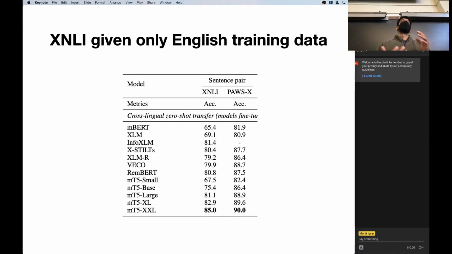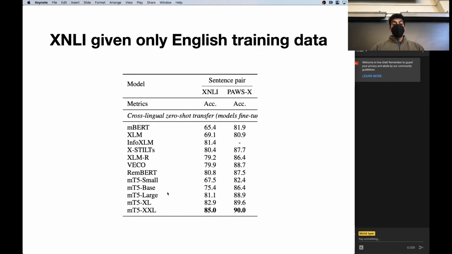So even though the model has only seen English during the fine-tuning phase, it's seen all of these other languages during the pre-training phase. So the idea is that maybe it will just learn how to do the task, and that knowledge will transfer regardless of what language it is. And this actually happens to some degree. So this table is from the MT5 paper. If you look at this XNLI column, you can see that MBERT, if you do this, gets 65% accuracy. So it's better than random, but it's not great.